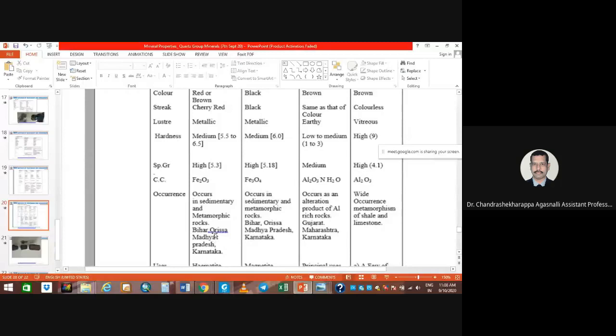And which part of India? You can say in Karnataka, Goa, Maharashtra, and even Madhya Pradesh, Bihar, Orissa, Chhattisgarh.